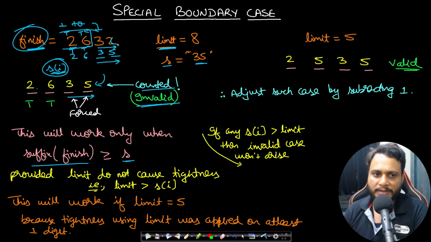Okay, but this condition will never arise if the suffix of the finish is greater than equals to s, because if this was, let's say, 38 instead of being 32, then do you think that 2635 will be outside of range? It is not going to happen. Okay, so this condition arises only when two things happen together, that is the suffix of your given number, finish or start, whatever, the suffix of your given number is less than s. That is the first condition. And the second condition is all the numbers on the left hand side, all the digits on the left hand side are actually less than equals to limit.